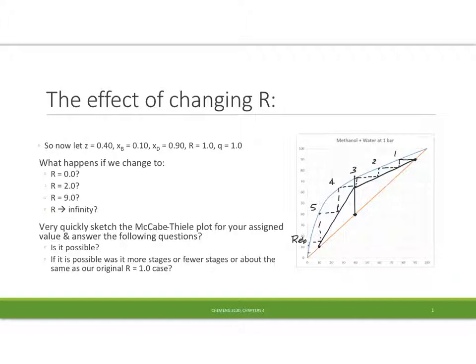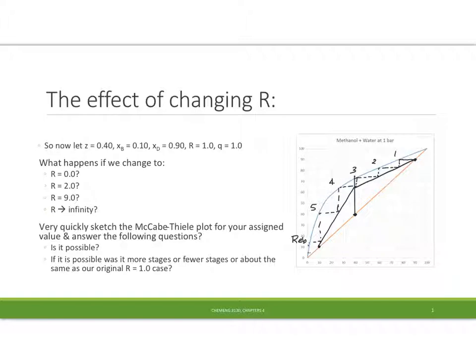What we're going to be looking at today is the effect of changing the reflux ratio, R. And we've been looking at this problem where our base case is Z, the feed, has a composition of 40% methanol. We want a bottoms product that's 10% methanol, distillate 90%. And we've been using a reflux ratio of 1, and we started with a Q of 1.